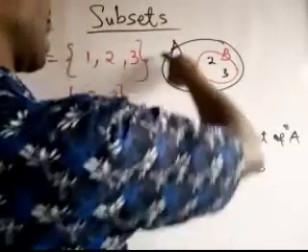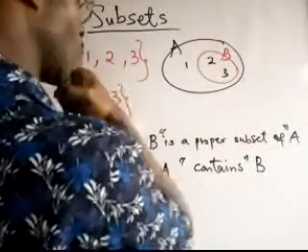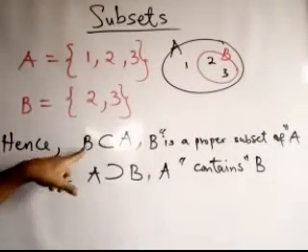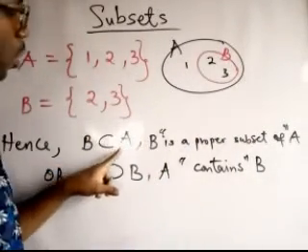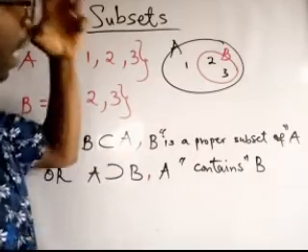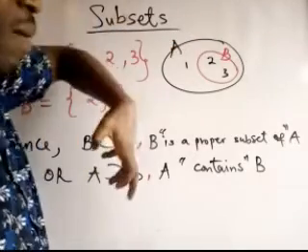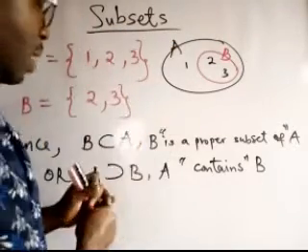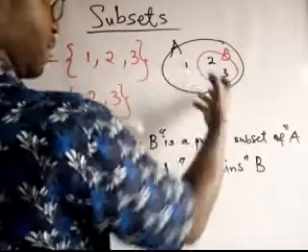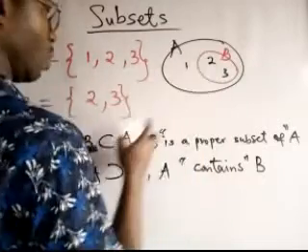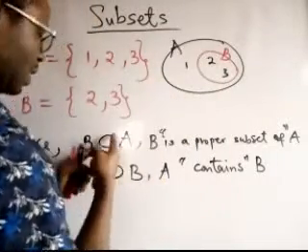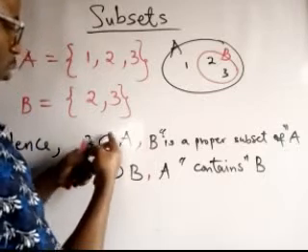So when A is bigger than B, we say it's a proper subset. So we say B is a proper subset of A. That means that B can fit into A properly. Can you see? B can fit into A properly. So you can see that A is swallowing B. So B, and this is the symbol we use for subset.